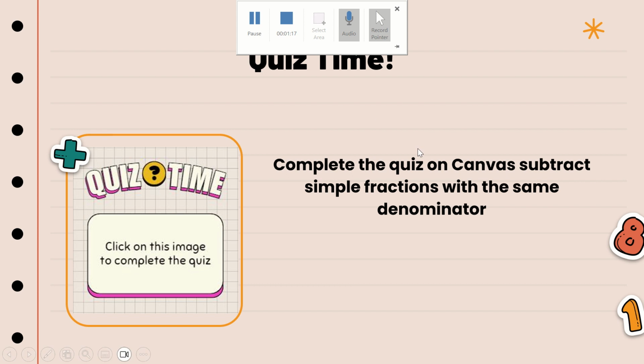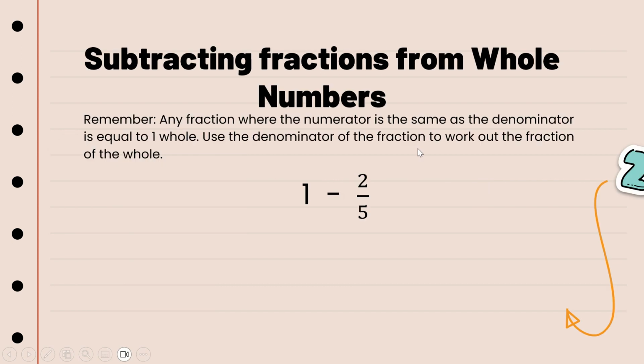Let's move on. Now, we're going to look at subtracting fractions from whole numbers. The first thing you need to remember is that any fraction where the numerator is the same as the denominator is equal to 1 whole. So 3 over 3, 7 over 7, 100 over 100, they are all equal to 1 whole.